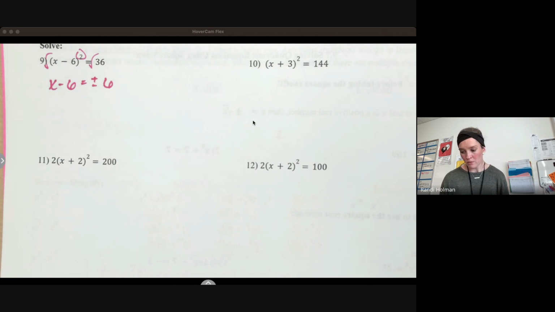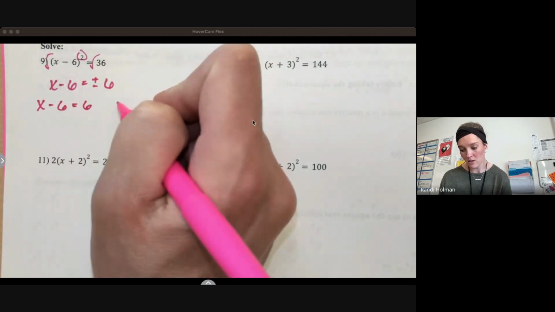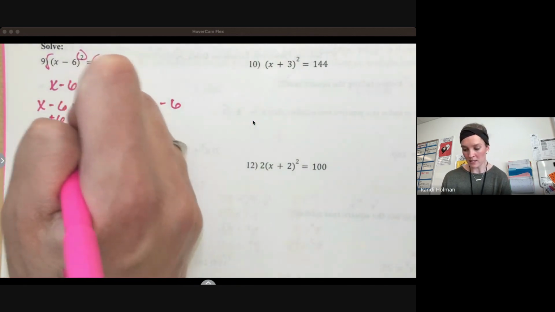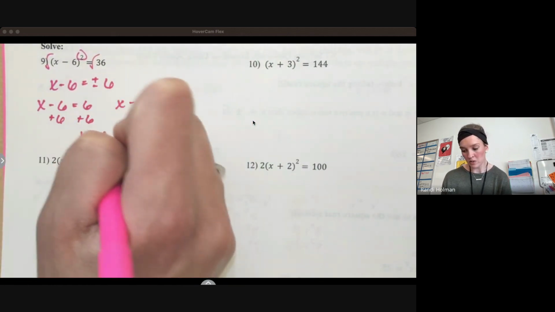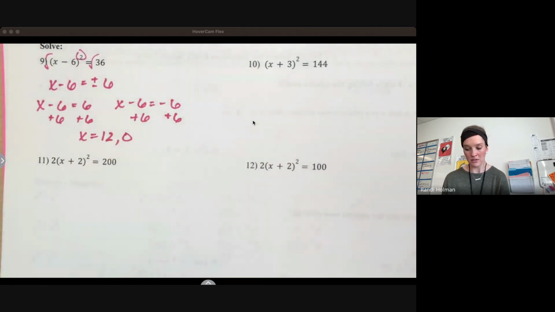When you end up with something that looks like this, split it up into the two equations. X minus 6 could be 6, or x minus 6 could be negative 6, so that you can get those two solutions. If I add 6 here, I get x equals 12. If I add 6 here, I get x equals 0.